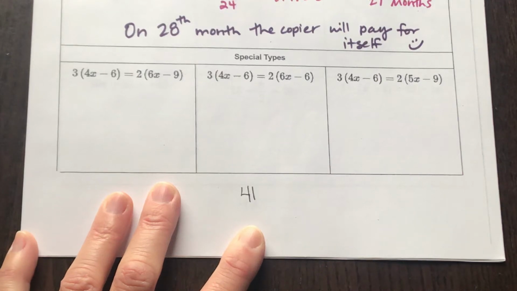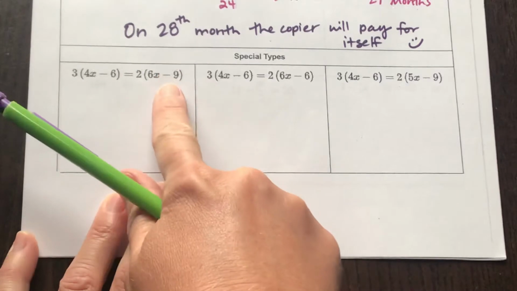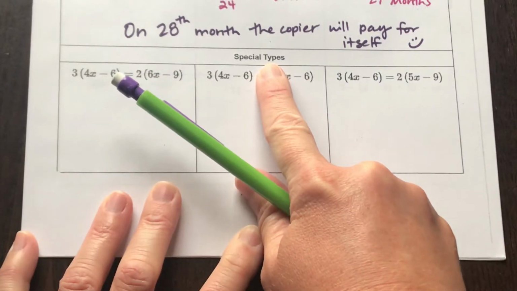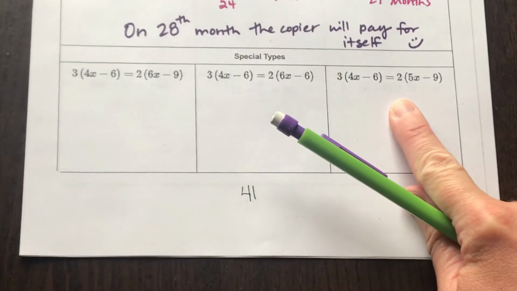In this video, I will show you how to solve equations with variables on both sides of the equal sign, and you will get a special type of answer. There are 3 examples here I will work through with you.